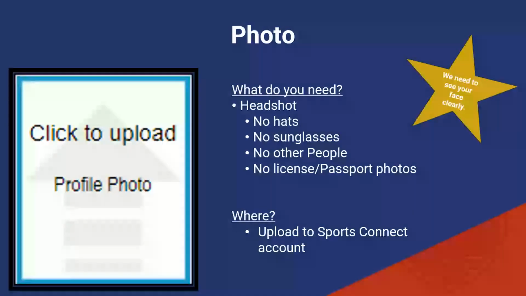The photo you upload to your Sports Connect account will be printed on your actual field credential to be worn around your neck when you enter the field with your team. It's important that this photo is only of you and that we can see your face clearly. The best photos are from the neck up against a light-colored wall and free of any hats, sunglasses, or other people. Please do not upload a photo of a government-issued ID into the photo area.